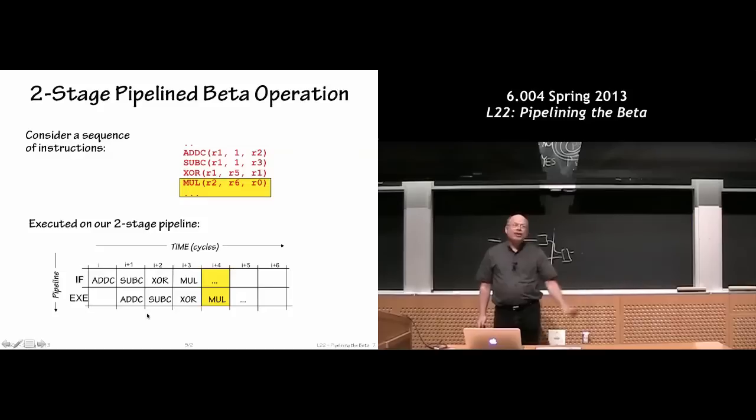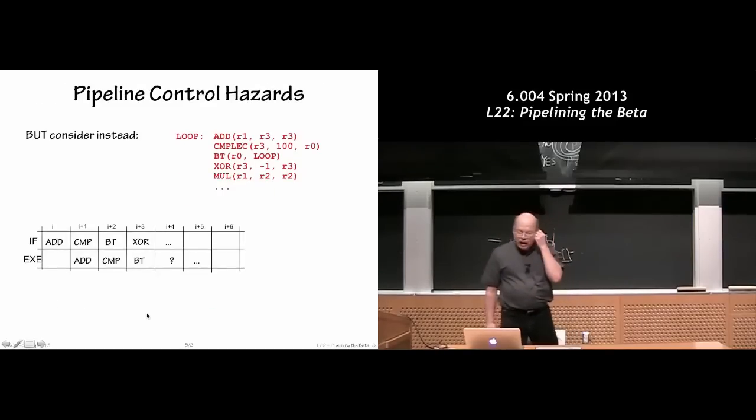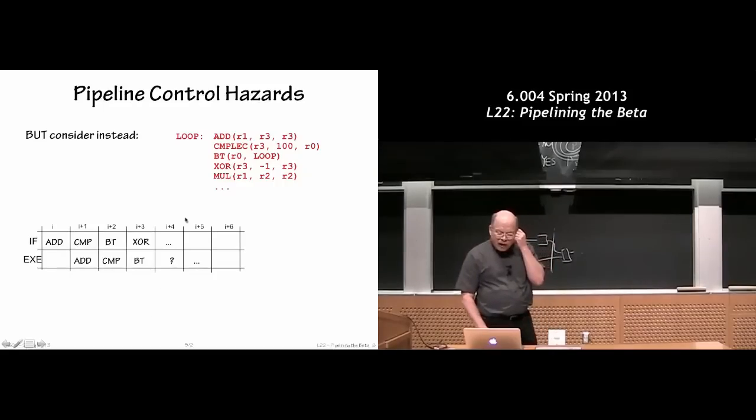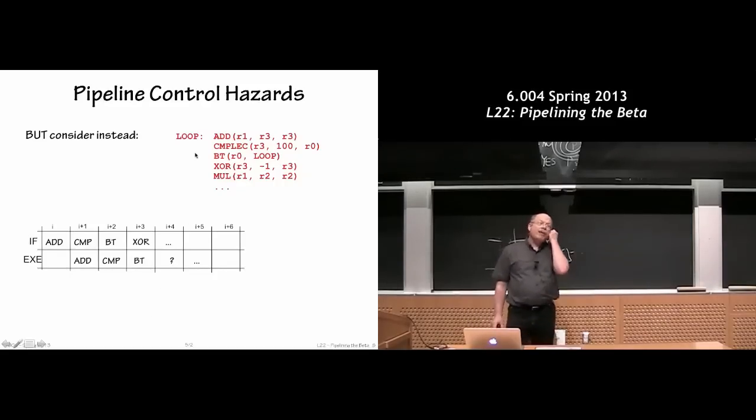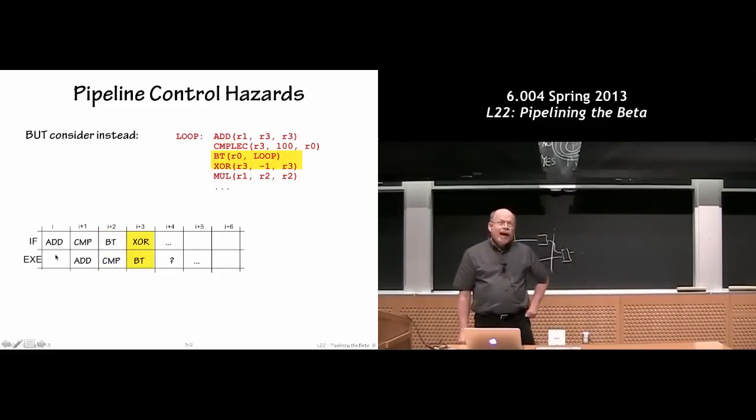Okay, so this all works great. Everybody's going, great, so far, Chris, no problem. Well, I hinted that the problem had to do with branches, and so what I would like to do is consider the execution of a program with a branch in it. So here's a simple little loop: an add, a compare, then a branch back to the beginning of the loop. And let's see what happens here. We start off fetching the add, that's great, and then while the add is executing, we fetch the compare, and while the compare is executing, we fetch the branch. So far, so good. And now the branch is executing.